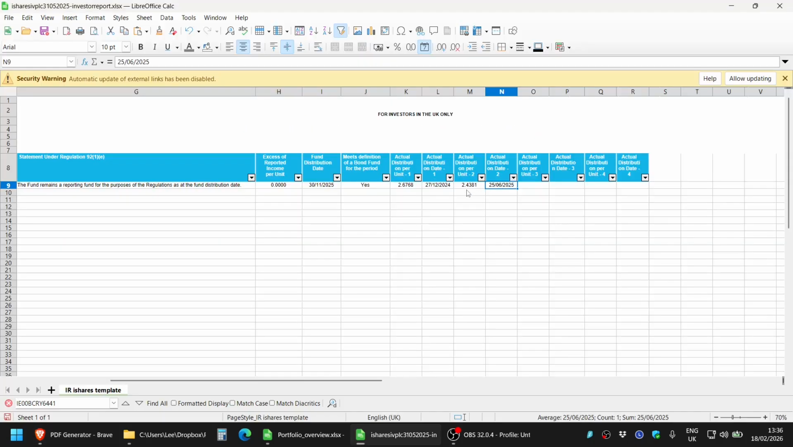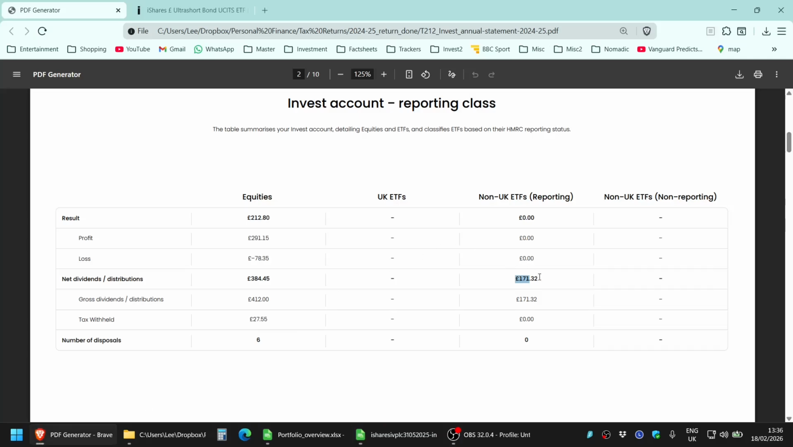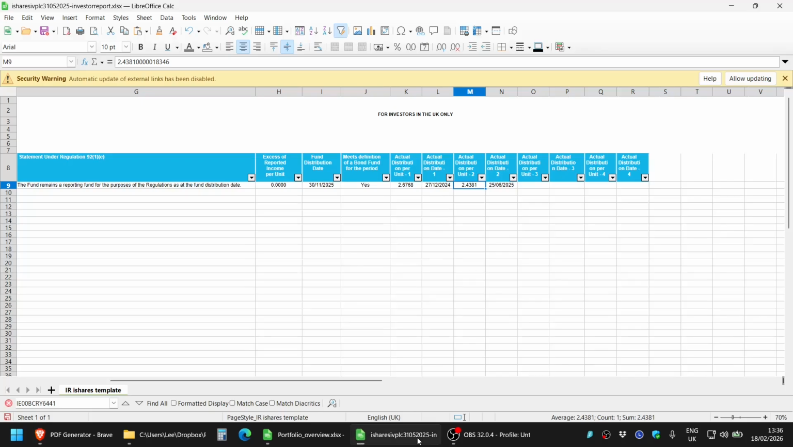But actually, no, I don't think that's right, because that date would be this tax year, wouldn't it? The 25th of June. So maybe it's that number and that number from the spreadsheet the year before. Maybe that's what generates the £171.32, along with how many shares I owned on the ex-dividend dates. Yeah, so I don't think that's it.